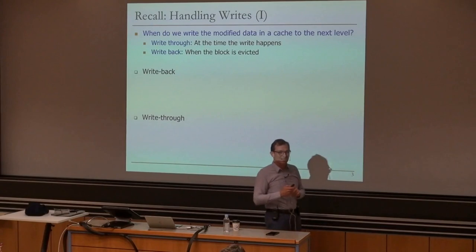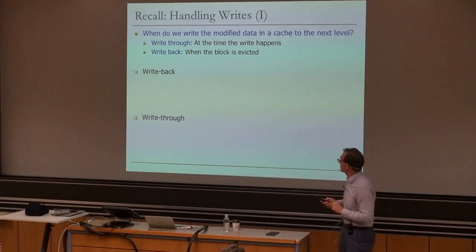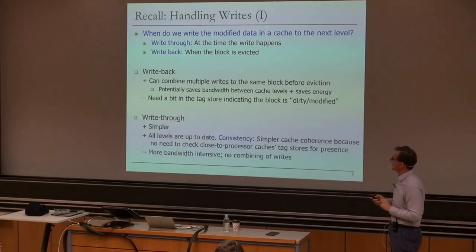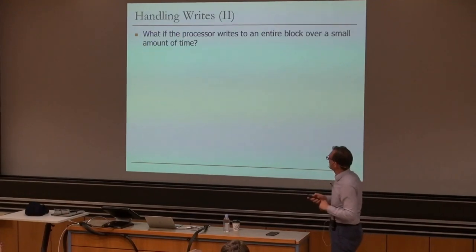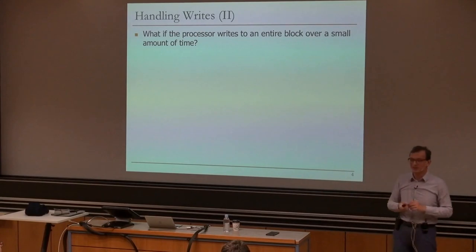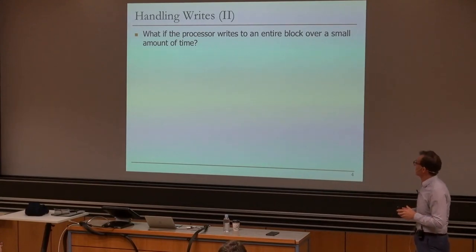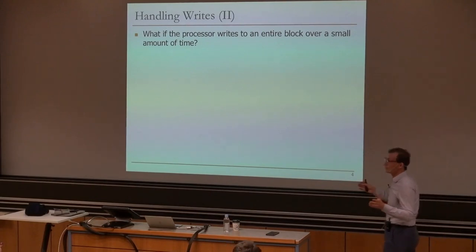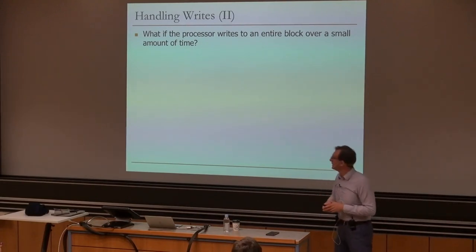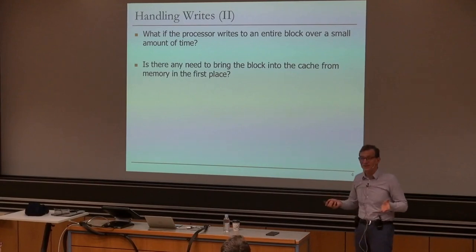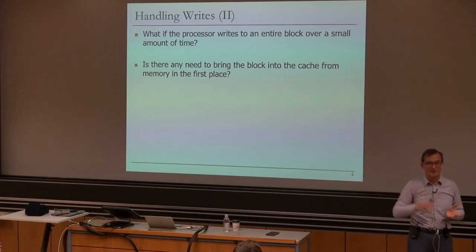This is what we discussed last time, handling writes in a cache, whether you have a write-back cache or a write-through cache. This is to jog your memory. We've discussed the trade-offs related to it. There are other issues with handling writes. Basically, one question is, what if the processor writes to an entire block over a small amount of time? Is there any need to bring that block from memory into the cache in the first place?